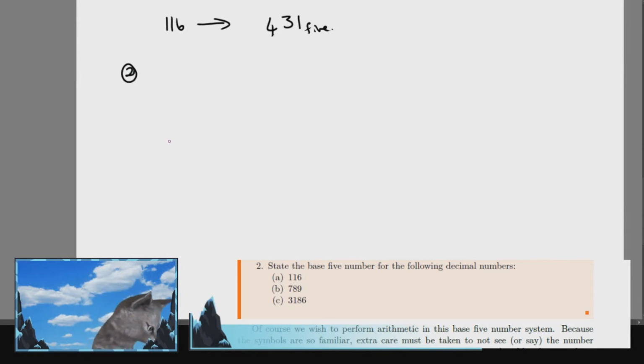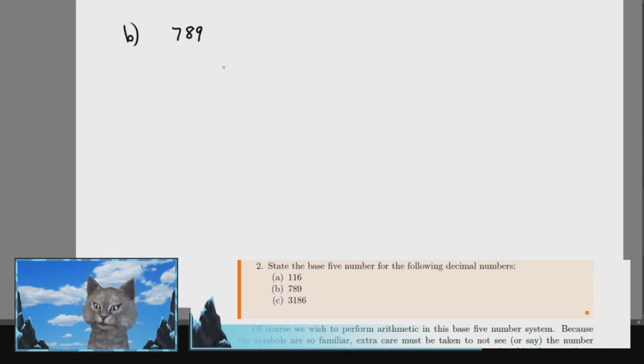Next one. Oh, is that number 2? No, that's a B, isn't it? So the quantity is 789. Again, that's my decimal quantity.